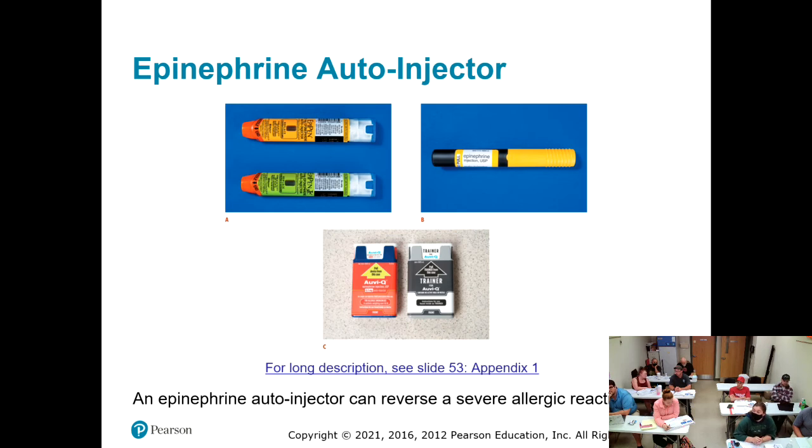So that's epi. We're giving it in the presence of anaphylaxis. It doesn't need to be for every allergic reaction. If they just have hives, they're itchy, that kind of stuff, that doesn't indicate the use of epi. Just in the presence of anaphylaxis.